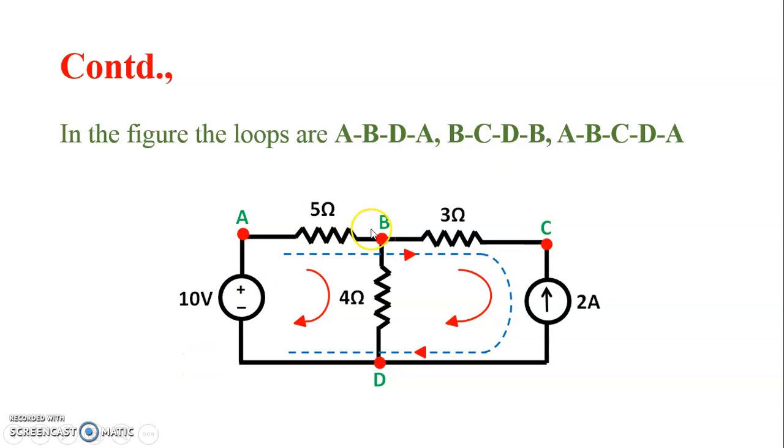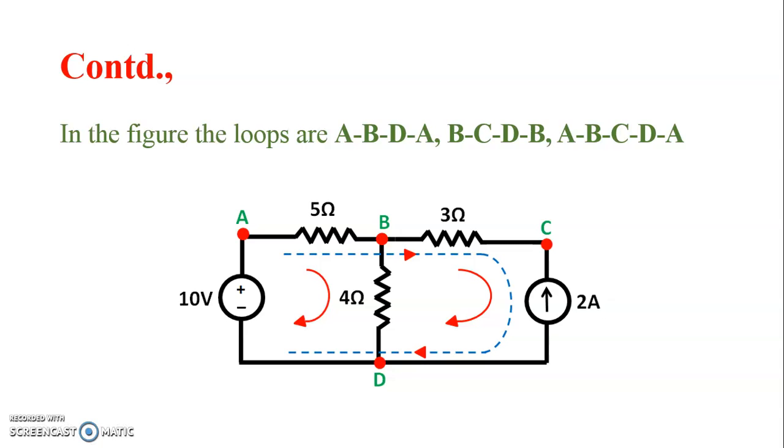So this is the example figure. We already said that a loop is a closed path. So here we have 3 closed paths. The first closed path is A, B, D, A, and another one is B, C, D, B. Finally we have a bigger closed path, A, B, C, D, A. So in the figure we have 3 loops.